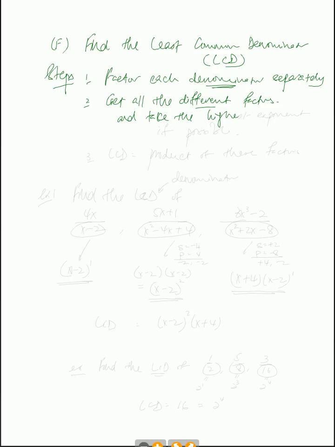And take the highest exponent if possible. Okay, so if there's a repetition, take the highest exponent, and what happens is the LCD is the product of these factors. Okay, so let's try from our examples. Okay, so you understand what we're talking about.